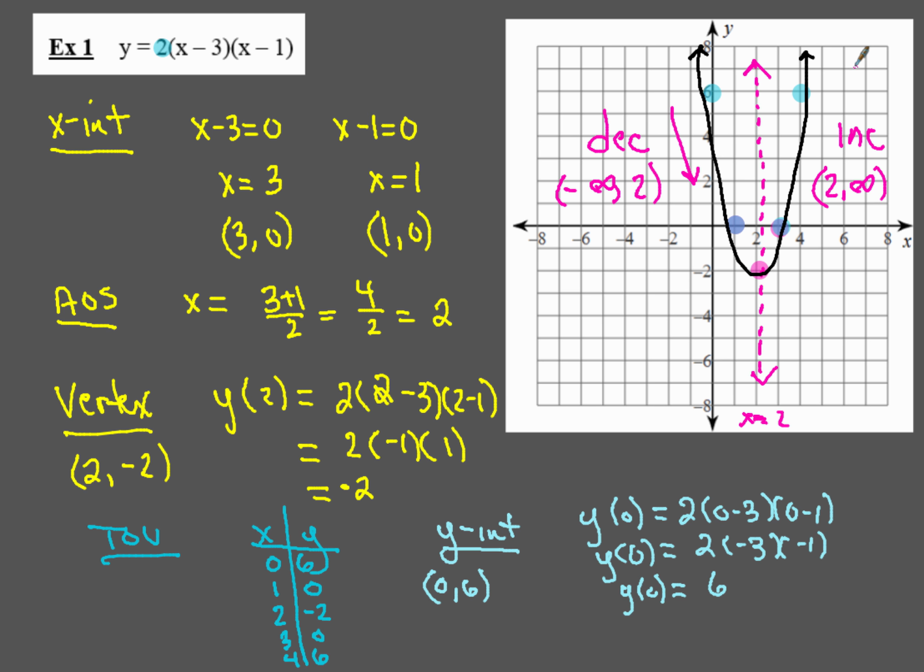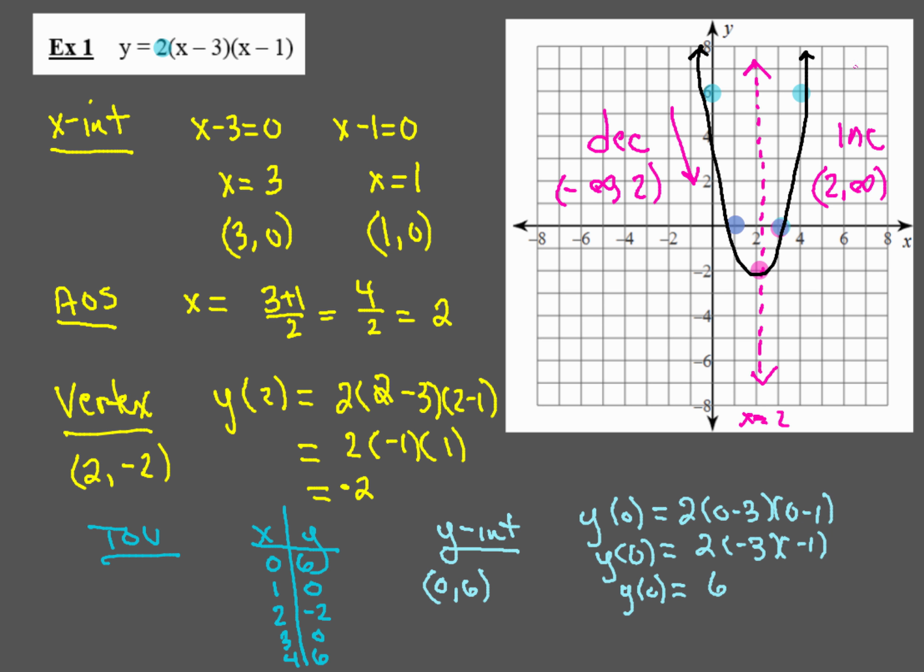Alright, so that's it for this example. We've gone ahead and labeled all the pieces. We've found points that are going to be on our parabola. We've listed a table of values, our vertex, our axis of symmetry, found our y-intercept, as well as our x-intercepts. We've also identified our increasing and decreasing intervals for this particular function.